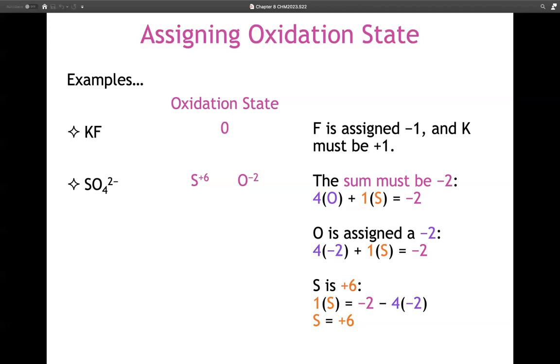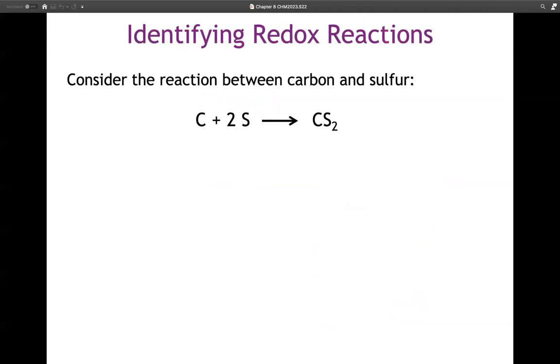Oxygen will always be a -2. Although oxygen and sulfur are in the same group in the periodic table, oxygen will always be a -2 when you're assigning oxidation state. And then assign the other elements based on the total or the net oxidation states.